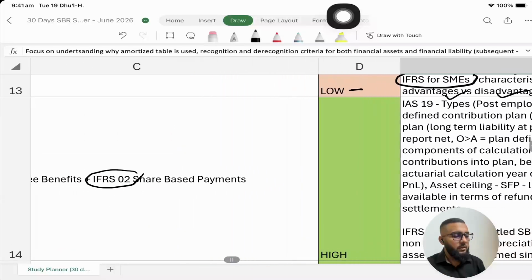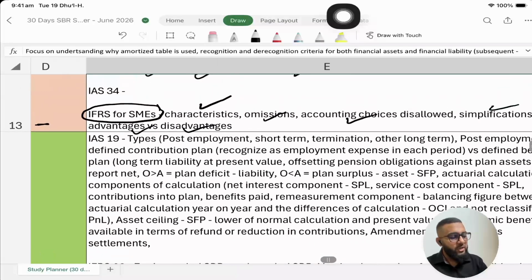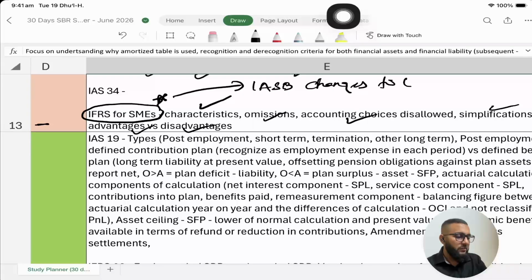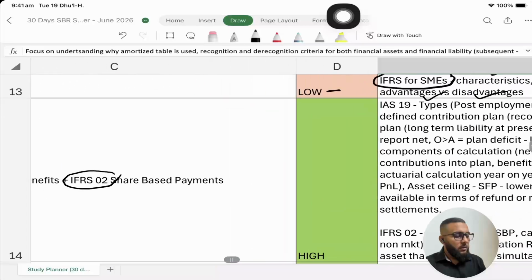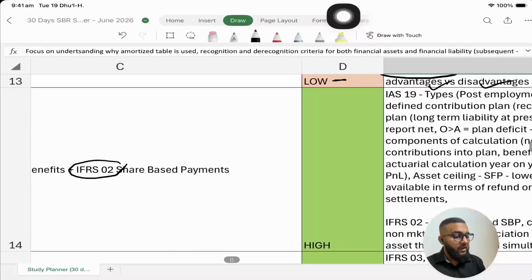All right. So there is a change that happened to IFRS for SMEs also. Just make a note of this and try to look at what are the IASB changes to IFRS for SMEs. Not compulsory, but knowing it is always better. Okay. Right. Then on the next day, again a very important day, with IAS 19 and IFRS 2.